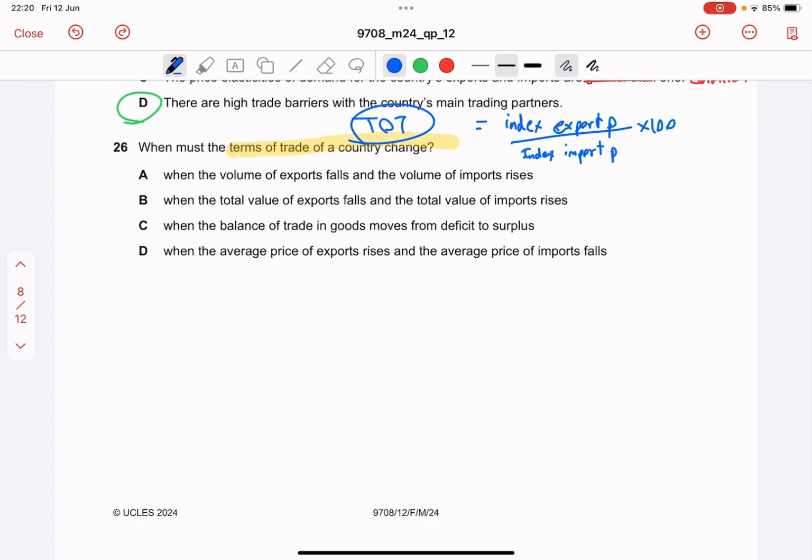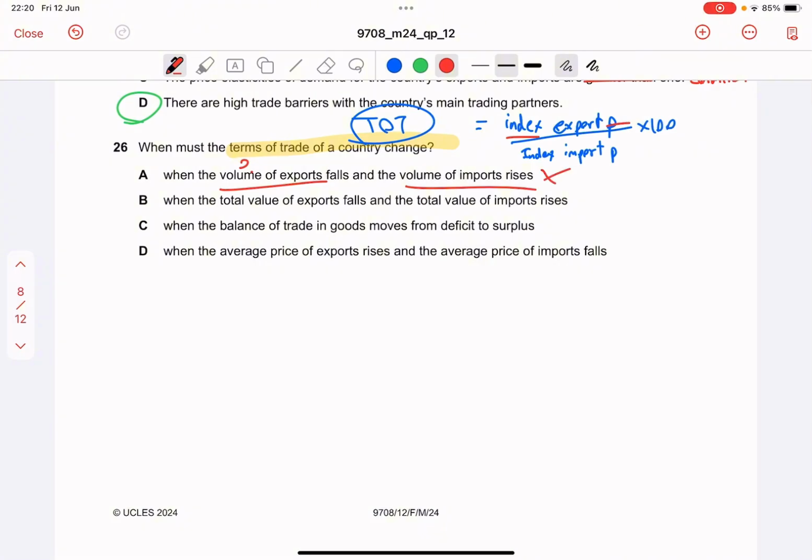Now, when must the terms of trade of a country change? Let's look at the options. First one says when the volume of exports falls and the volume of imports rises. Well, the formula is referring to the index of prices of exports and imports. So the volume doesn't really matter. So we're going to cross that off. It's not the volume. It's talking about prices.